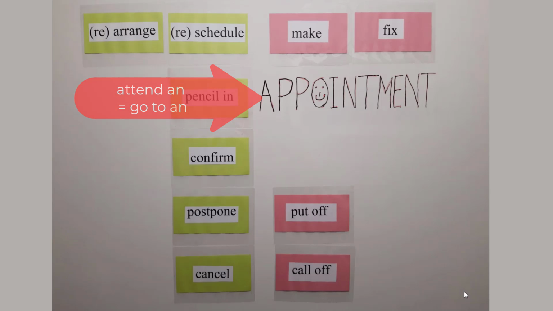Next one is postpone. Let's say you can't make the meeting, you can't attend the meeting, so then you would postpone it. And in more colloquial English, we would say to put the meeting off. And this, of course, means to put it at a later time.